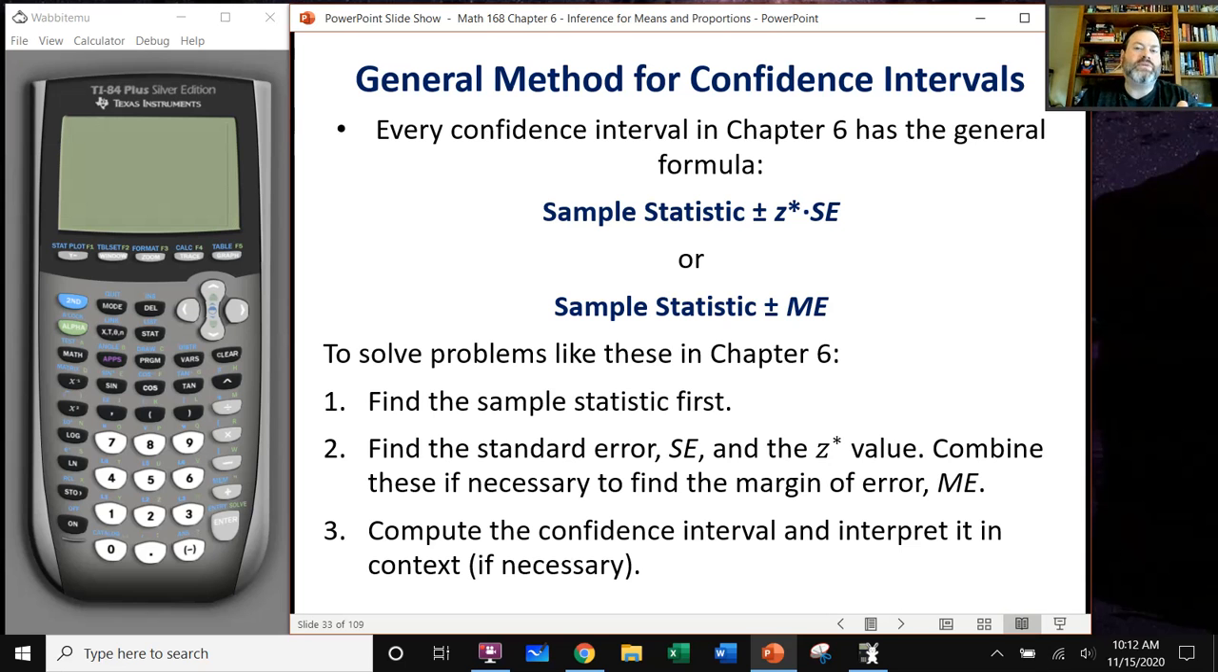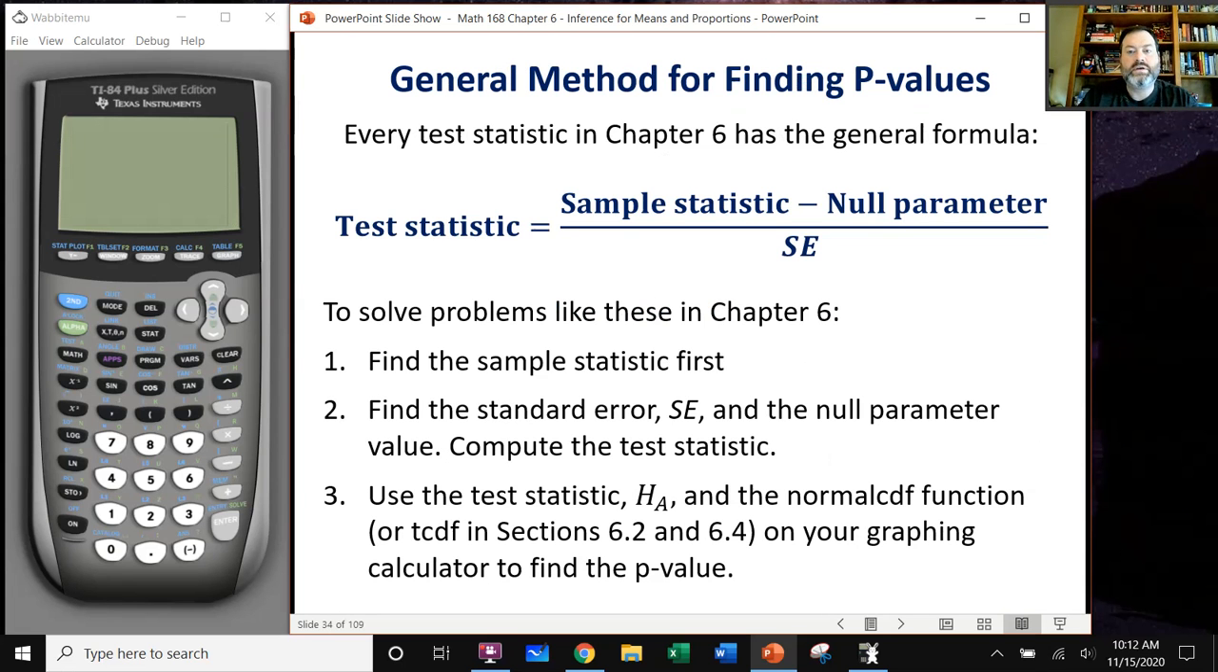So steps 1, 2, and 3 are very general. Sometimes that's more work than you need to do, but sometimes it's better to do more work because the homework and the tests can ask the problems in lots of different ways.